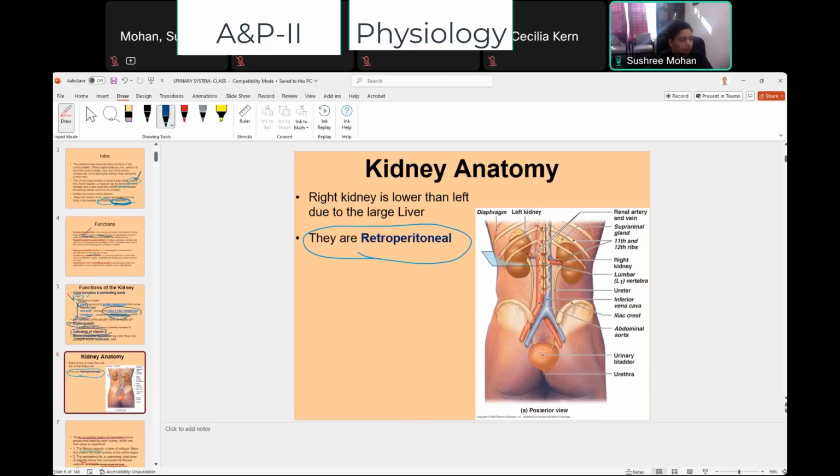So this is the location. Anatomically, they are retroperitoneal. Remember, this is a question for you. What is the position? Is it retroperitoneal? Yes, it is behind the peritoneum.